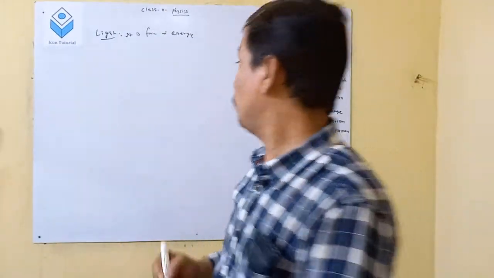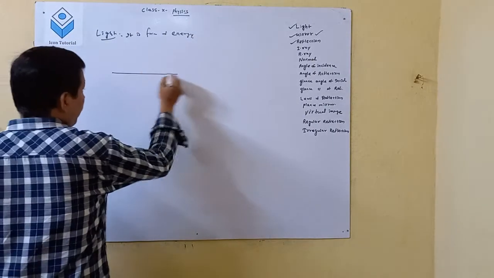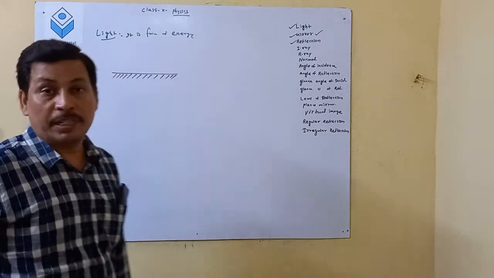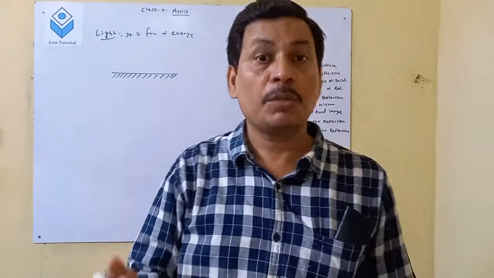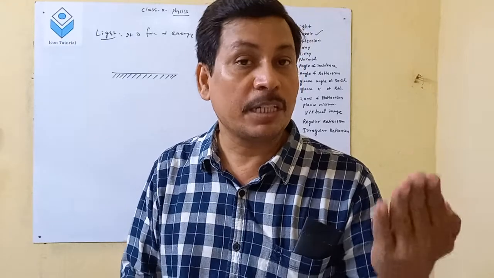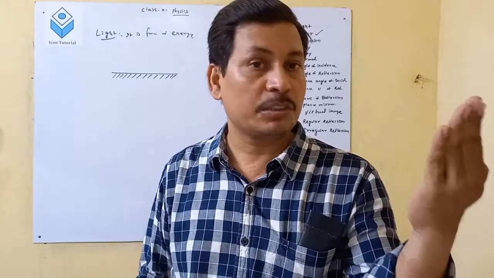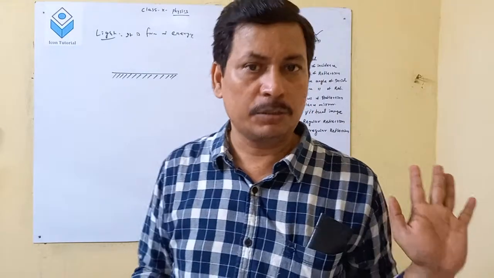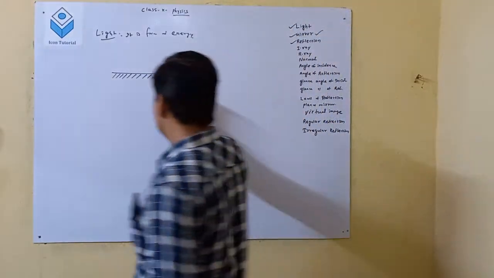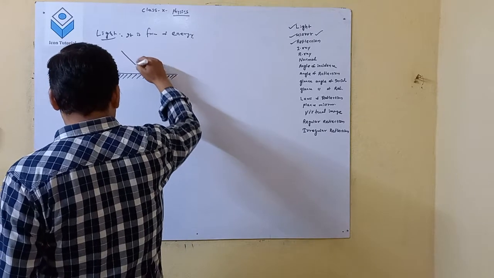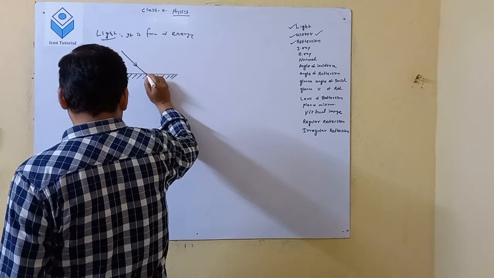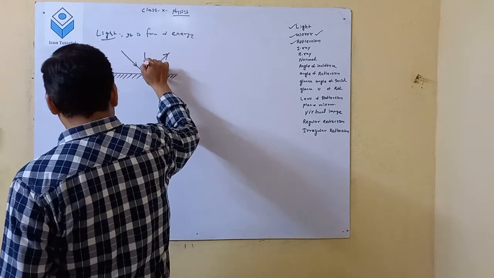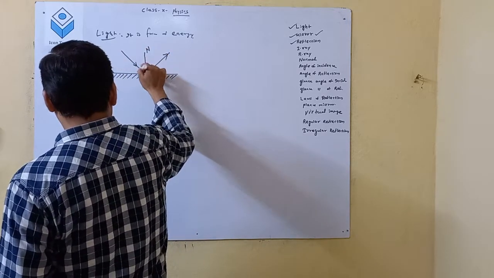Suppose this is a mirror, a plane mirror. Every morning you look towards the mirror and see your face, if you are using a normal plane mirror. Here, when light comes from the source at the point of incidence, it is reflected back. This is the normal.